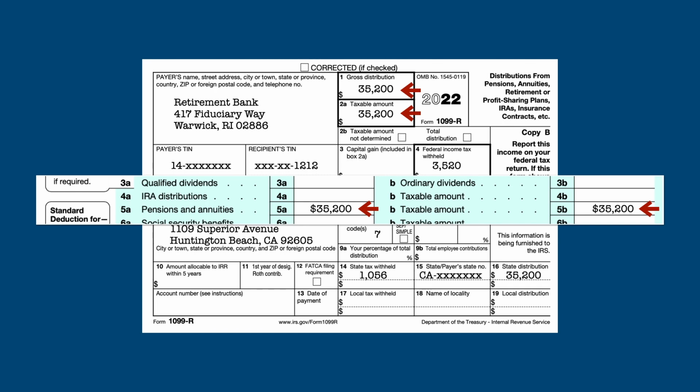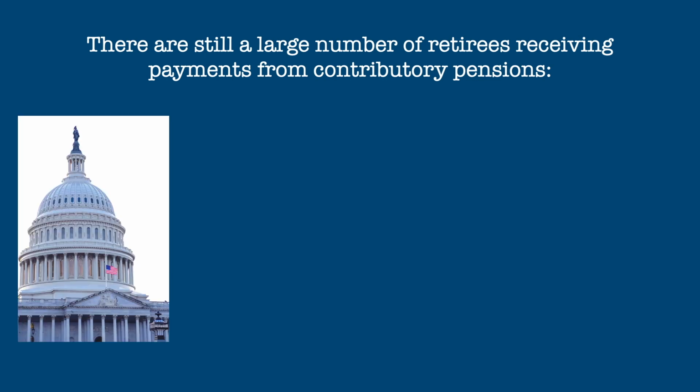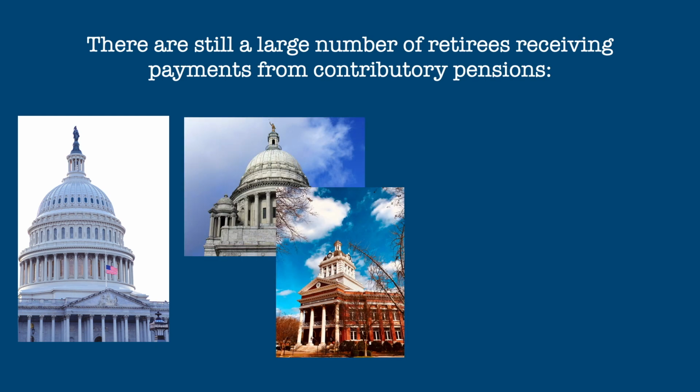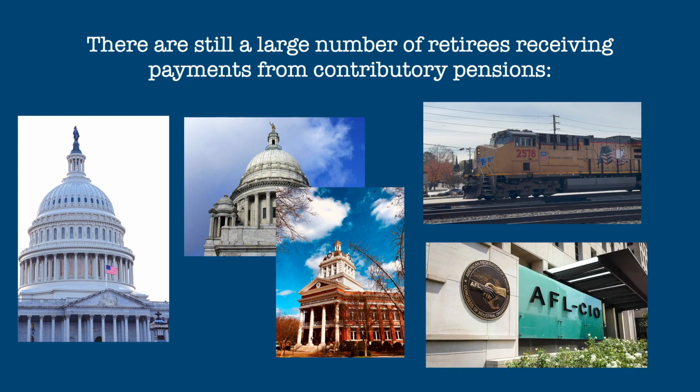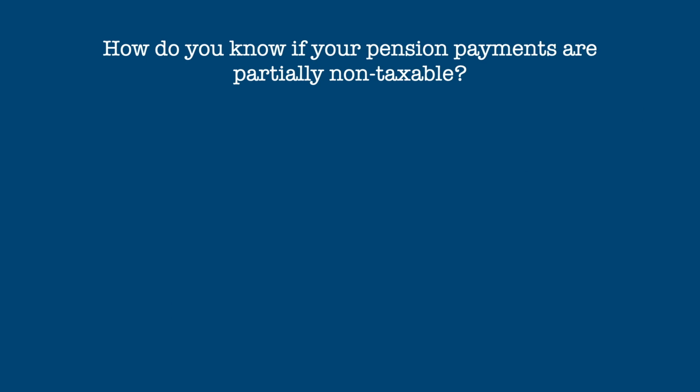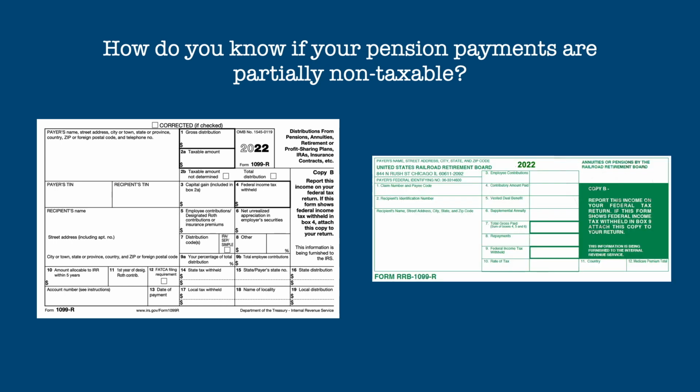Despite the disappearance of traditional pension plans in recent years, there are still a large number of retirees receiving payments from contributory pensions, including most federal retirees, large numbers of retirees from state and local governments, anyone covered under the Railroad Retirement Act, and retirees who contributed to a pension plan through a union. How do you know if your pension payments are partially non-taxable? The clues are on your 1099-R or RRB 1099-R.